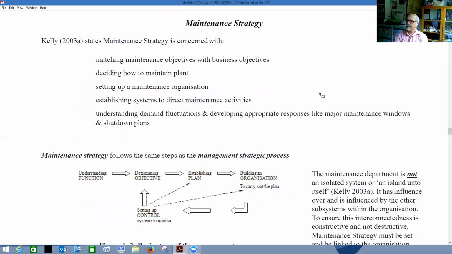Yeah, okay, we've kind of got that, which we've gone through. Deciding how to maintain the plant. Setting up a maintenance organisation, because otherwise it's not just a maintenance unit. It's got to be a philosophy across the organisation. Establishing systems to direct maintenance activities. Understanding demand fluctuations and developing appropriate responses like major maintenance windows and shutdown processes.